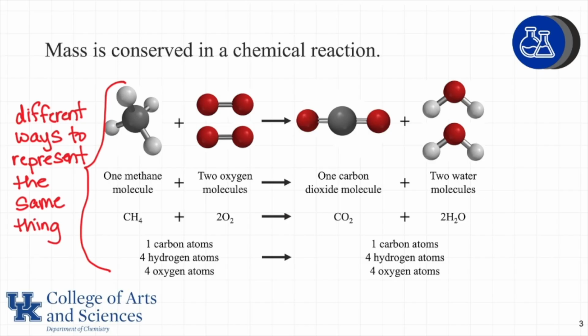But what we see at the very bottom here, on the left, we have 1 carbon atom, which is the black atom there, the dark gray, 4 hydrogen atoms, so the white spheres, and 4 oxygen atoms, which are the red spheres. On the product side, or the right side of the reaction, we have 1 carbon atom, the gray sphere, 4 hydrogen atoms, which are in the 2 water molecules, and then 4 oxygen atoms. So the 4 red are oxygen. So we see the exact same atoms on the left side and the right side. They've changed how they're connected to one another, and so the molecules look different, but the mass is conserved.